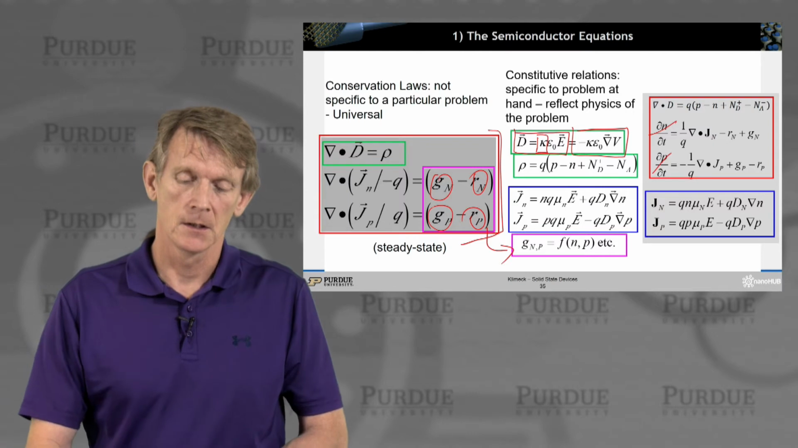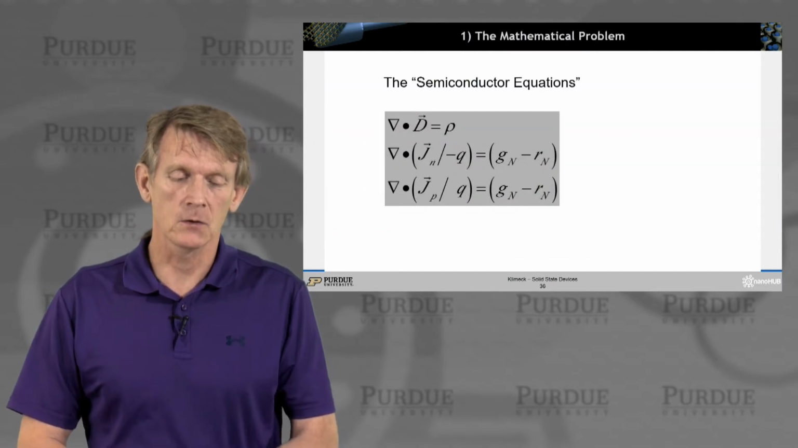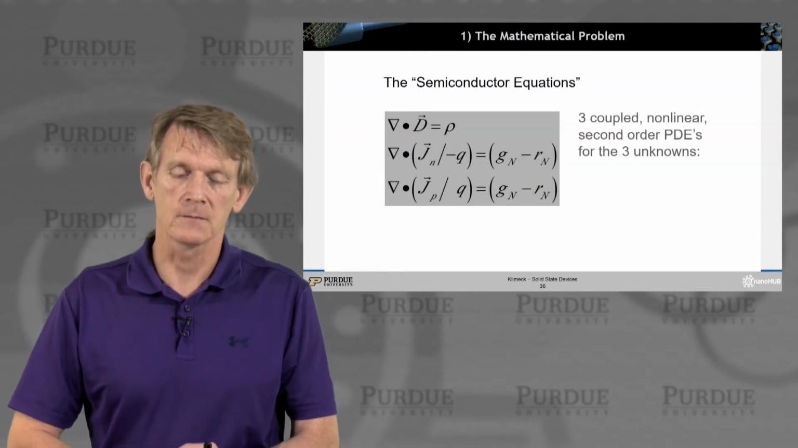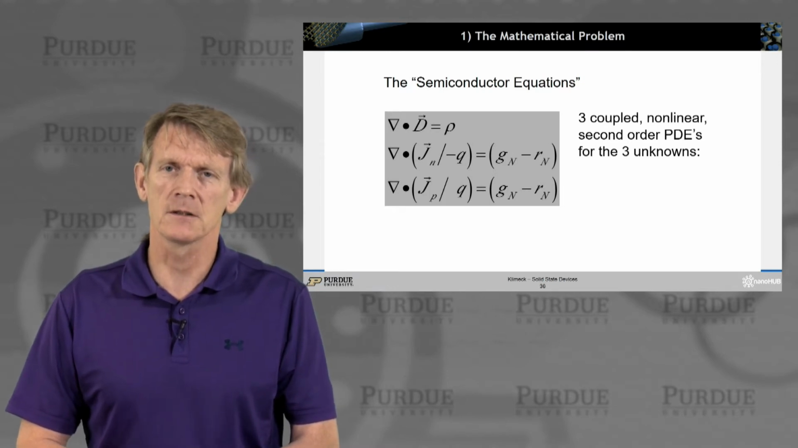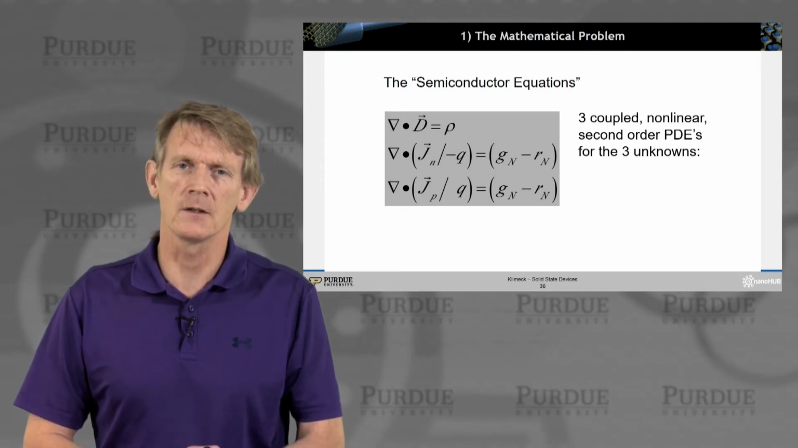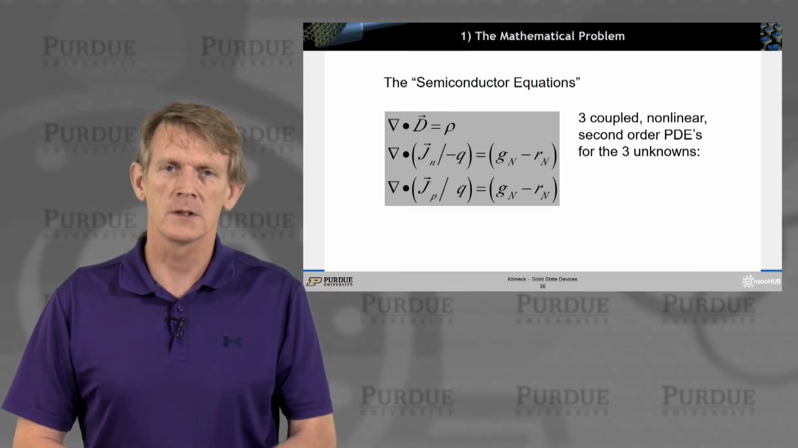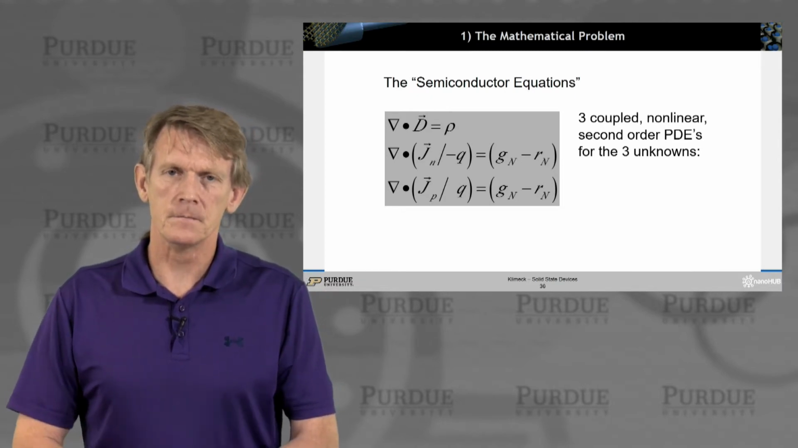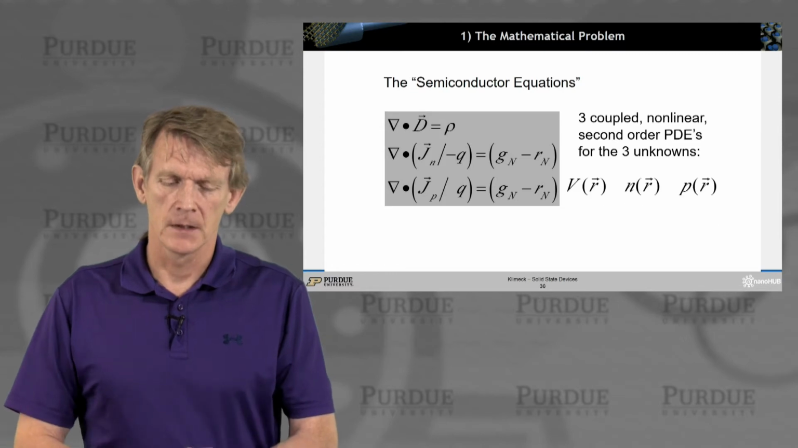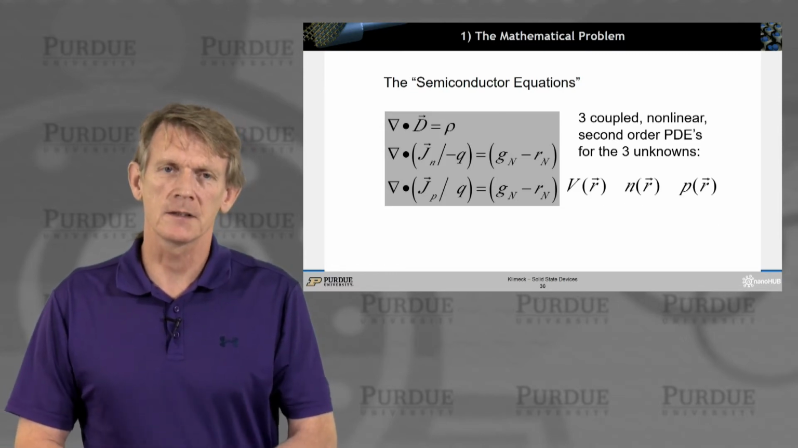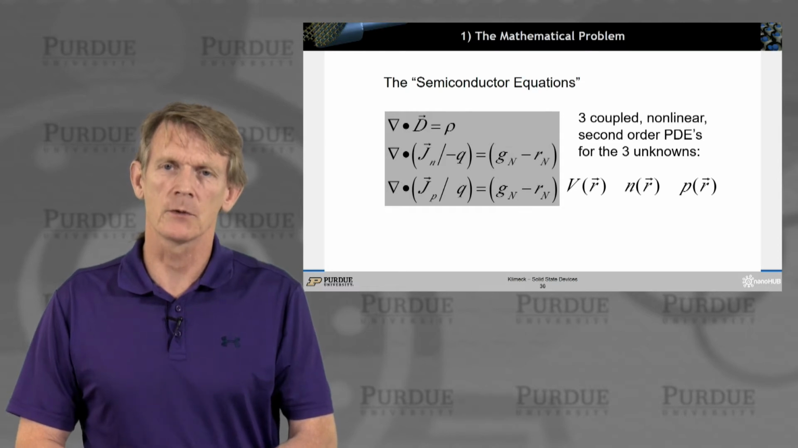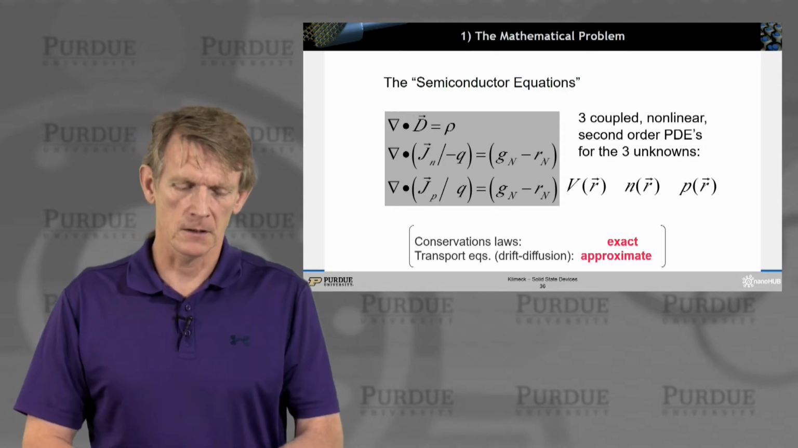All right. So that being said, let's look at these semiconductor expressions. There are three coupled, nonlinear, second-order partial differential equations for the three unknowns that we have here, which is the charge, the potential, and we have two charges, electrons and holes. That's how we subdivided the system. So we have really three unknowns that are in three-dimensional space, and they're talking to each other.